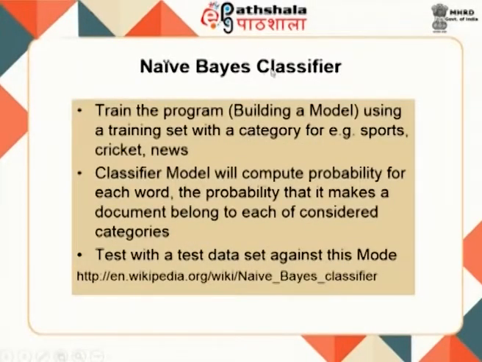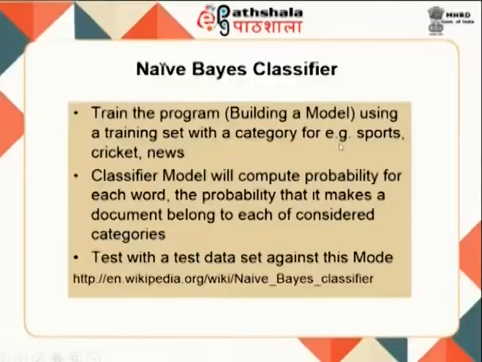So, we will talk a little bit about the naive Bayes classifier, which we mentioned previously. Here we train the model using a training set with a category, for example, sports, cricket, news. This classifier model will compute the probability for each word, the probability that it makes a document belong to each of the considered categories. So, documents are given, and I want to classify them as sports, cricket and so on. What is the input? Remember, the input is a set of documents along with the category. The documents have to be represented, so maybe as a set of words along with the category.